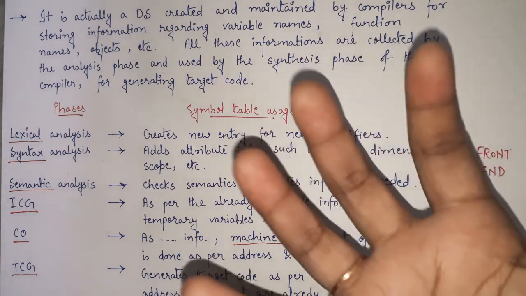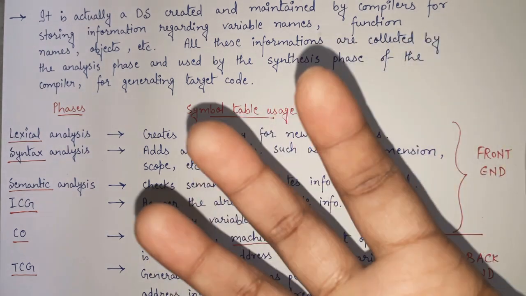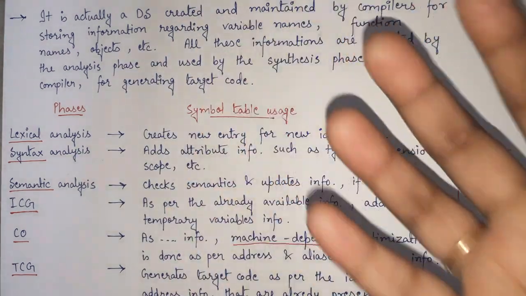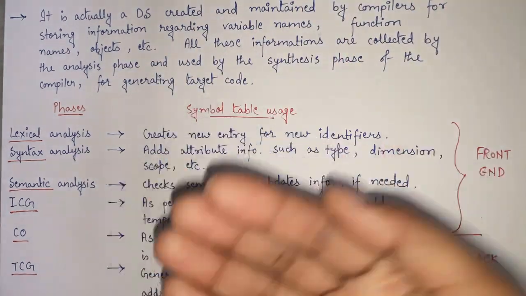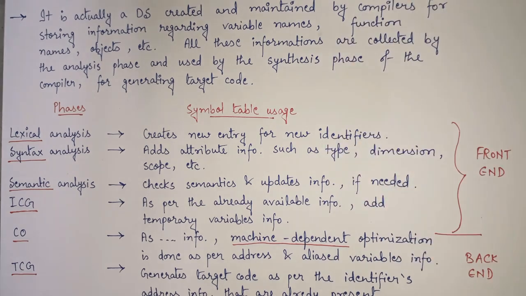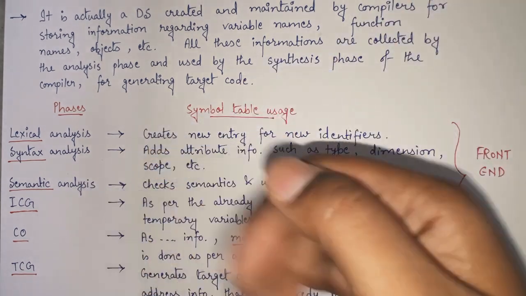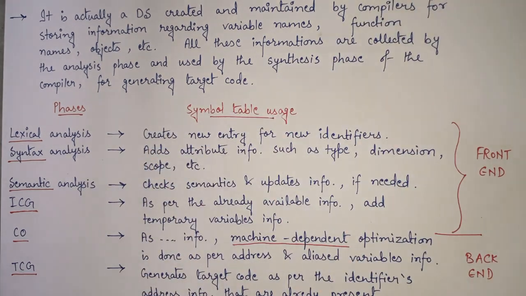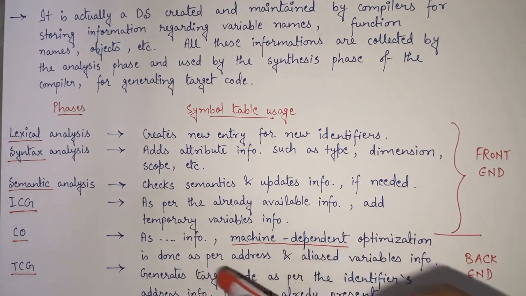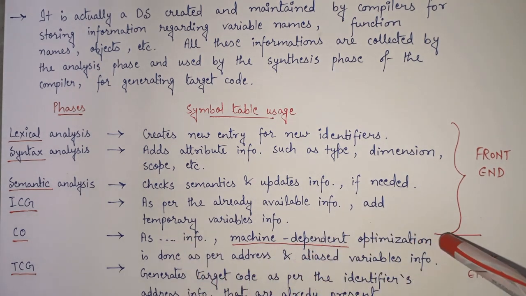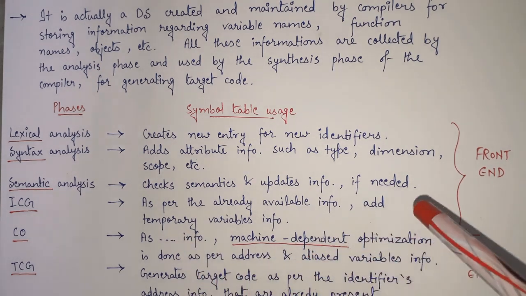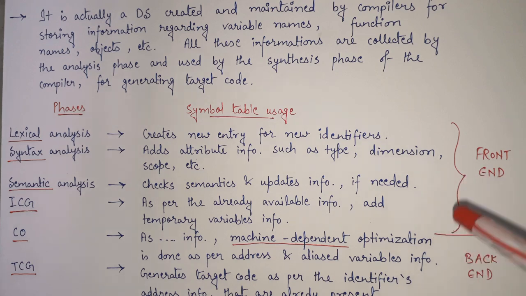I can directly take these 4 phases and make them work in machine A, or in machine B. I can make them work for any machine that I want. But these 2 phases work machine dependently. Whatever machine I want to act on, I have to make the code optimization phase and target code generation phase particularly for that machine.